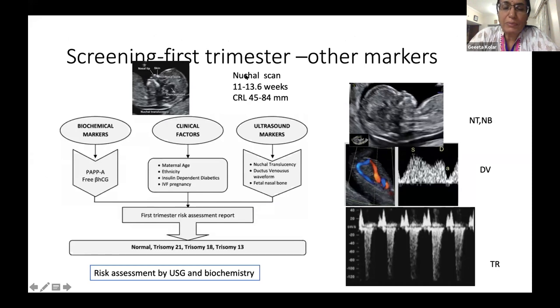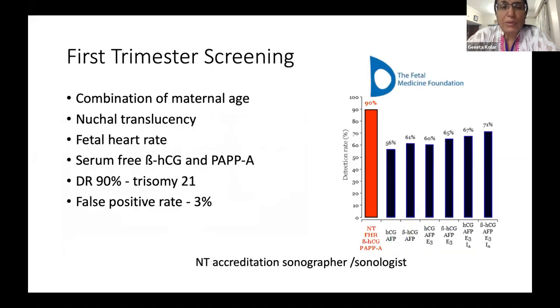So what are the parameters? You take the nuchal scan between 11 to 13 weeks, 6 days, and combine it with biochemical markers like PAPP-A and beta-HCG, and age, ethnicity, whether she has diabetes, whether it's an IVF. So you look at other markers like ductus venosus, nasal bone, and tricuspid regurgitation, and give the mother a risk using ultrasound, biochemistry, and maternal age. So this combination of maternal age, NT, serum beta-HCG, PAPP-A has a good detection rate of almost 90% with a false positive rate of about 3%.